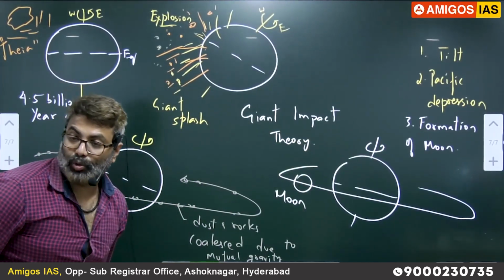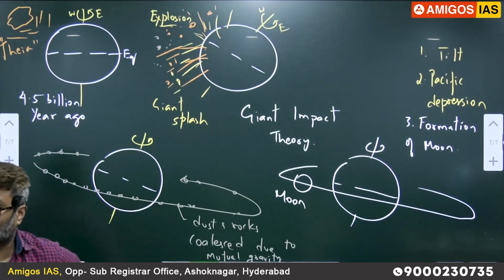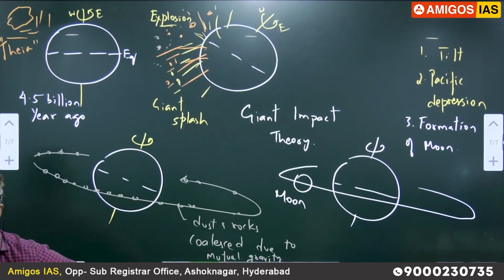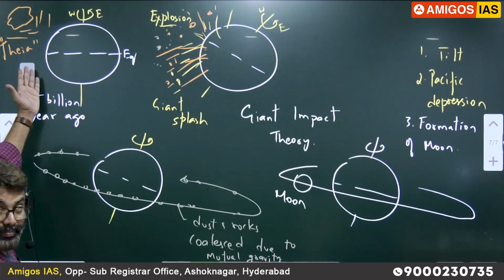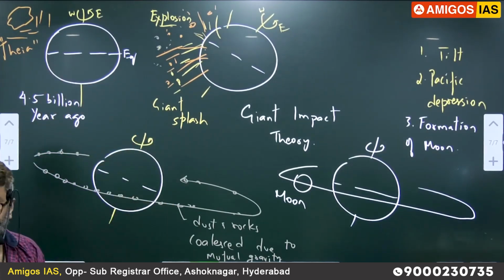2019 it came by a group of NASA scientists. You just remember giant impact theory. Giant impact theory. What giant they are talking about? This one, asteroid. Giant impact. This theory explains the formation of moon.